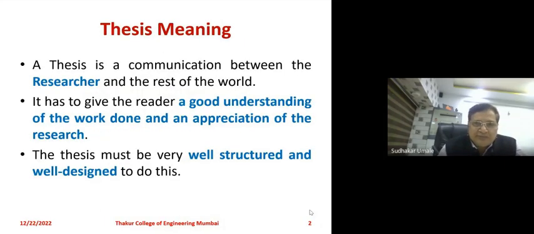I want to explain the meaning of a thesis. A thesis is a communication between the researcher and the rest of the world. Because your work is read by many people of the same area, and hence you are communicating your research work to all over the world. It has to give the reader a good understanding of the work done and appreciation of the research. The thesis must be very well structured and well designed to do this.